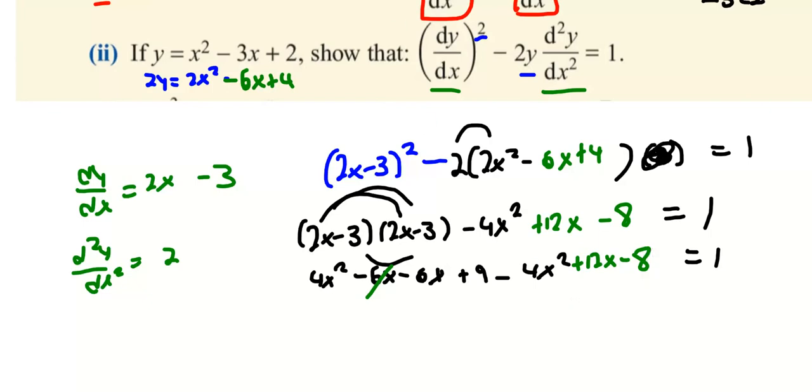Now, the 4x squareds cancel. The minus 6x minus 6x is minus 12x. Minus 12x cancels with plus 12x. And 9 take away 8 is 1. So we get 1 equals 1. And we've proven 14. Okay.